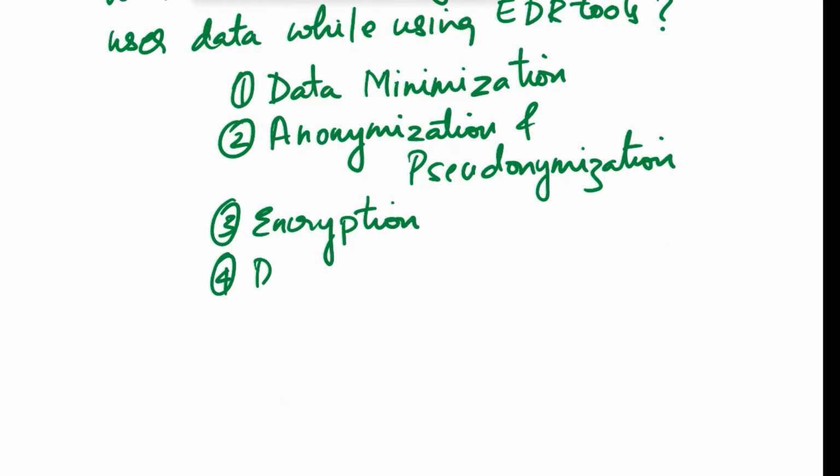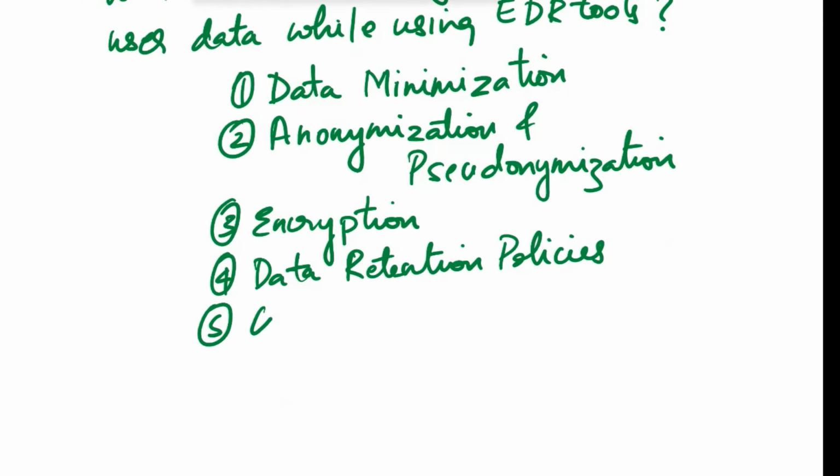Then we have data retention policies. Implement clear data retention policies that indicate how long data is kept. Delete data that is no longer needed for threat detection or compliance purposes. The next strategy is consent and transparency. Clearly communicate to users the types of data collected, how it will be used, and the benefits of using EDR tools. Obtain explicit user consent for data collection and processing.